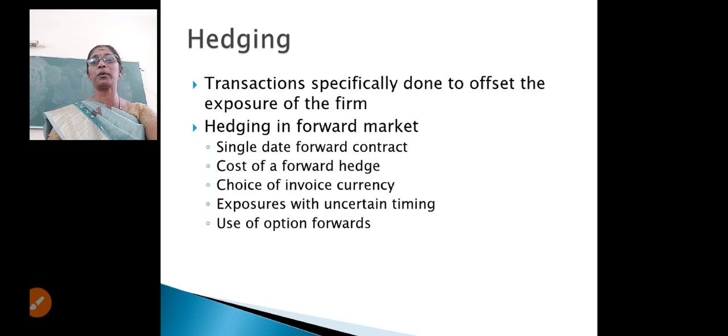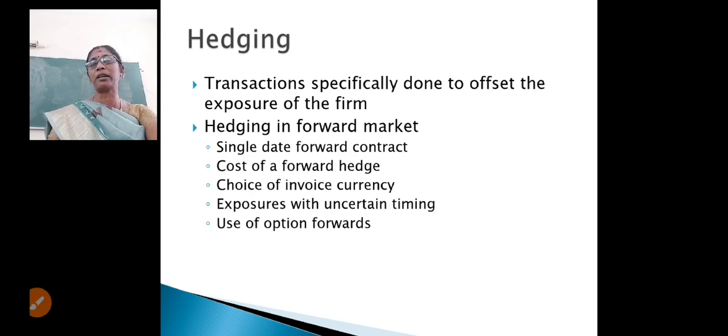First of all, we are going to see about hedging. Hedging is a way of doing transactions or dealing in the foreign exchange market which helps us offset the exposure a particular firm is going to take. It tells us in what way I can reduce the risk related to market playing strategies. We are going to see hedging in different markets, how it will work out. First, let us see how hedging works in the forward market.